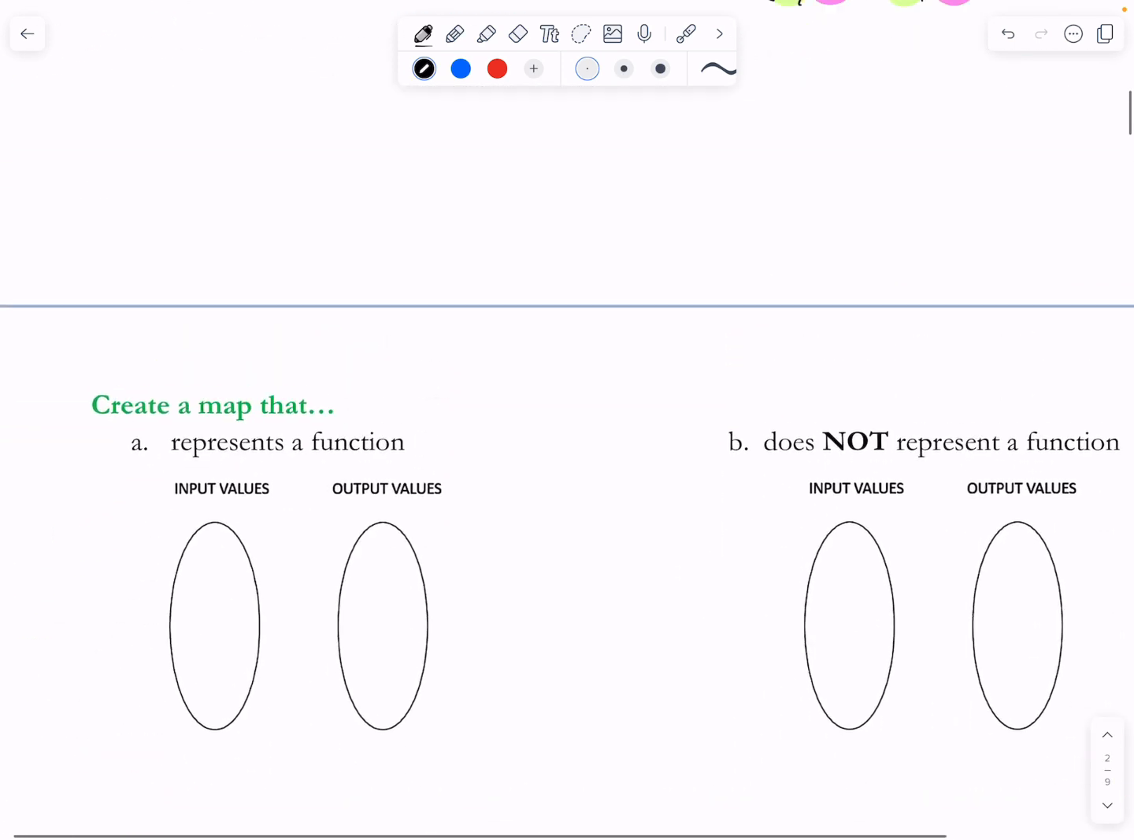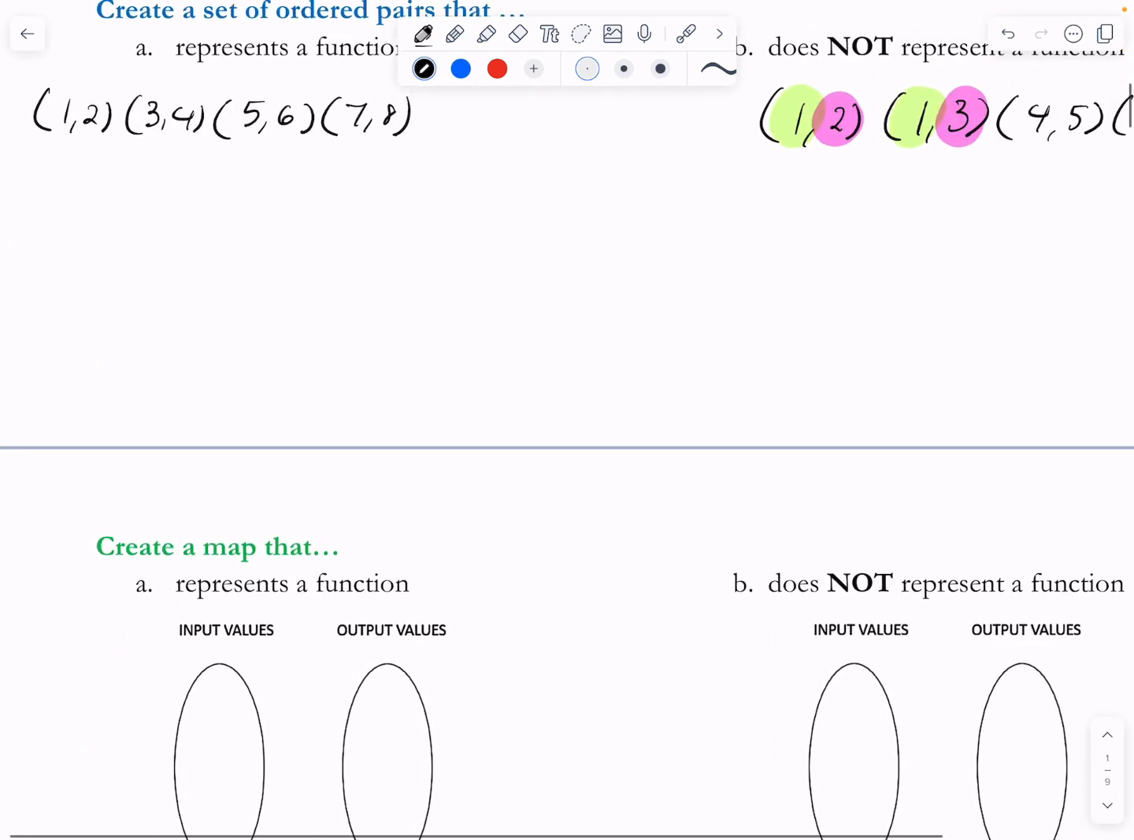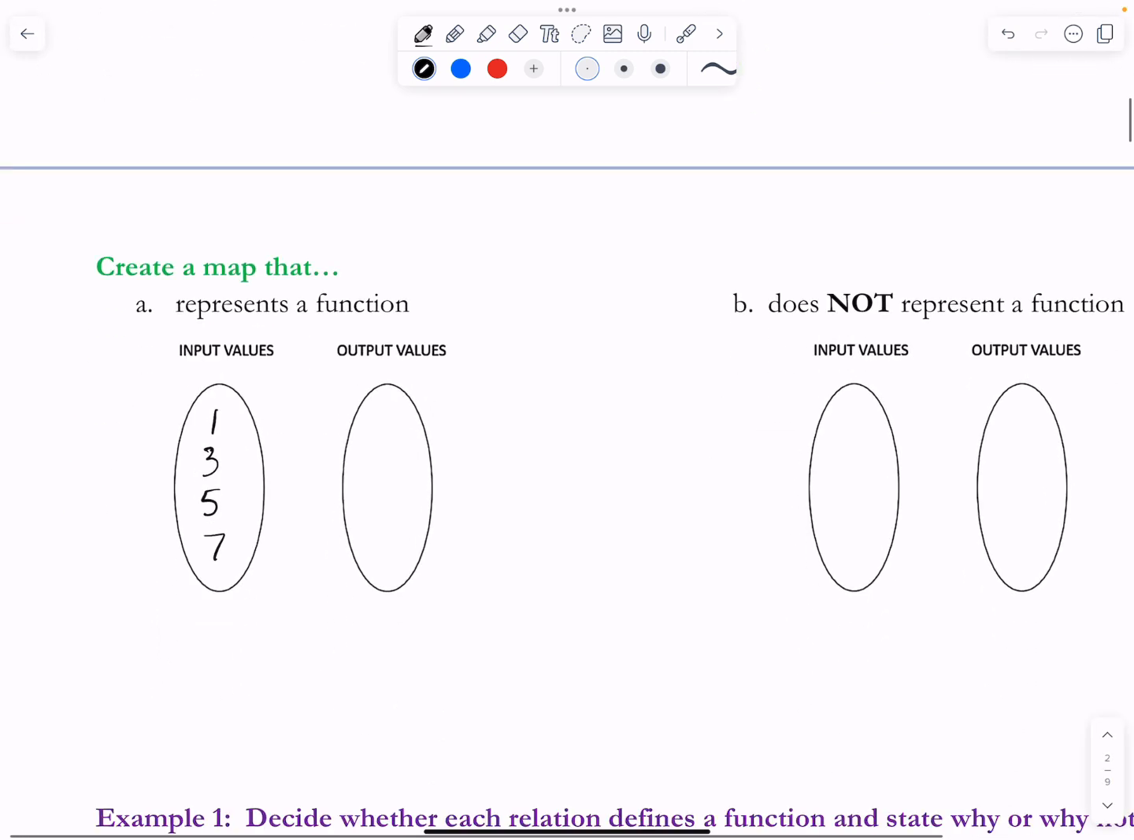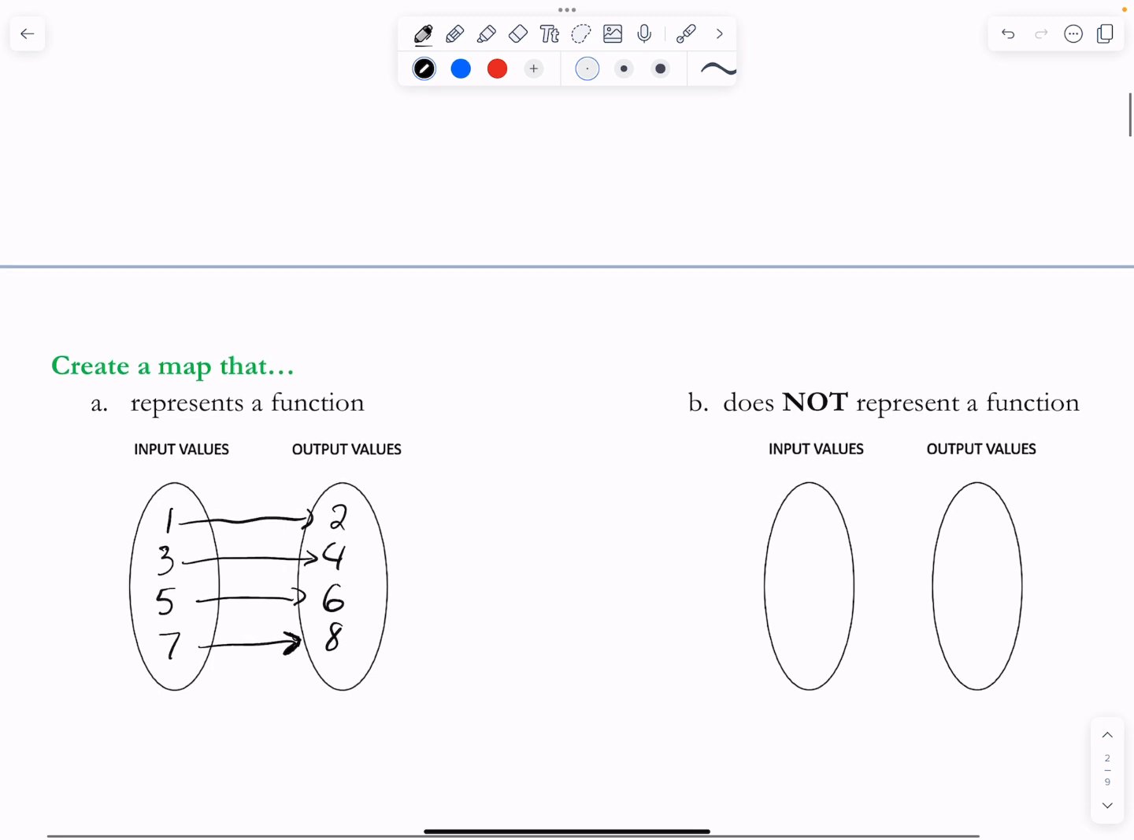Okay, same idea. I'm actually just going to use those values that I just did before. So 1, 3, 5, and 7 for my input. And then I believe this was 2, 4, 6, and 8. You could get more creative with your values if you wanted to do different ones. Again, feel free to repeat as long as you're repeating in the y values.